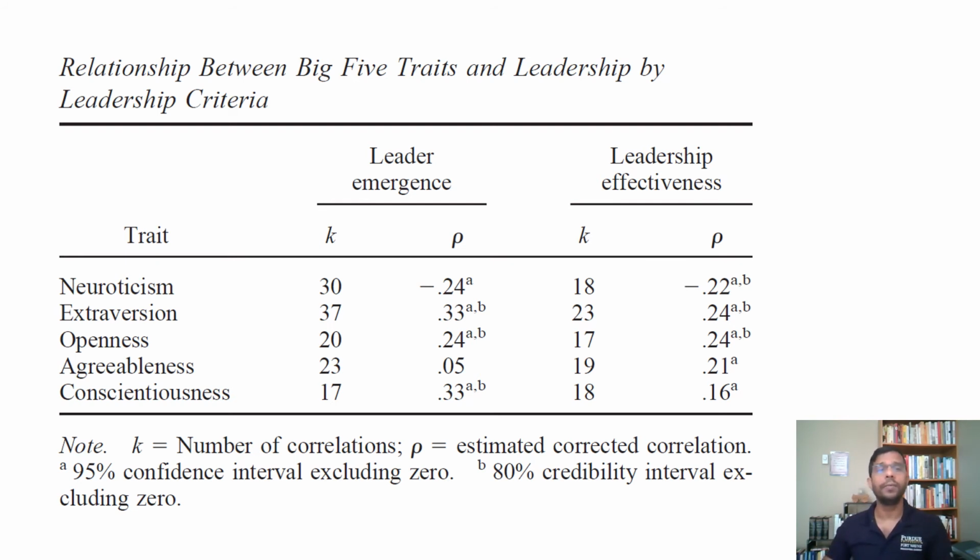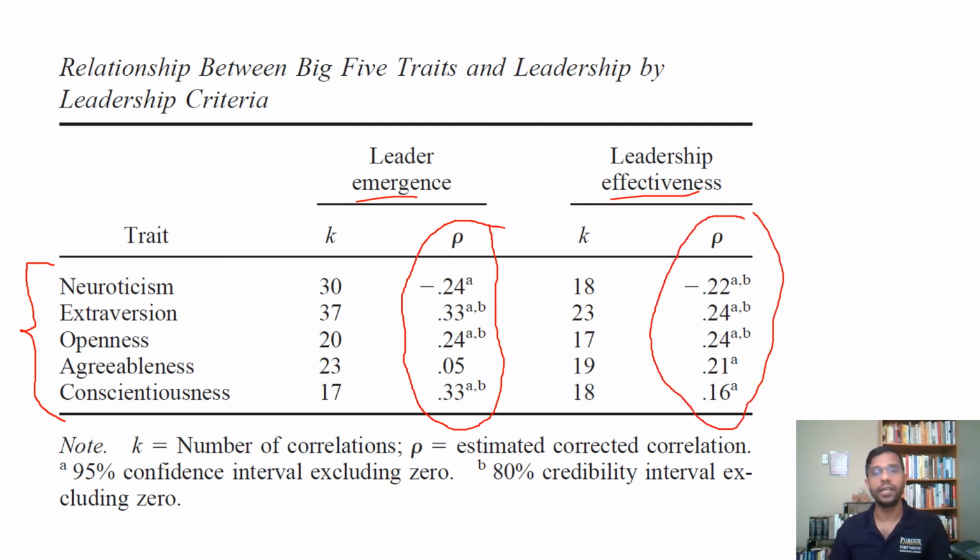So in this table, we see the relationship that the big five personality traits have with emergence and effectiveness. Now, one thing you would notice is that the correlations between the big five personality traits and emergence are stronger than the correlations between the big five personality traits and effectiveness. And this is something hopefully you remember from my last presentation on the topic. So personality traits have a stronger effect on leadership emergence than on effectiveness. They do have a strong effect on effectiveness as well, but the effect is relatively stronger on leadership emergence.